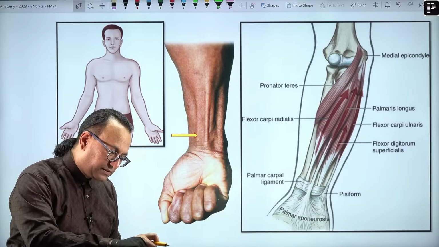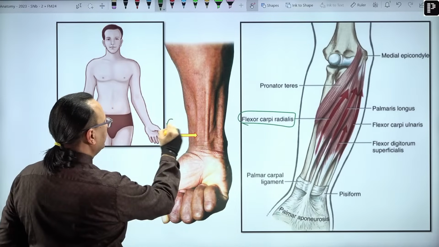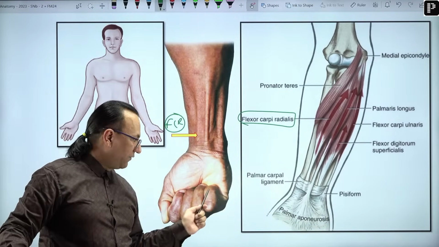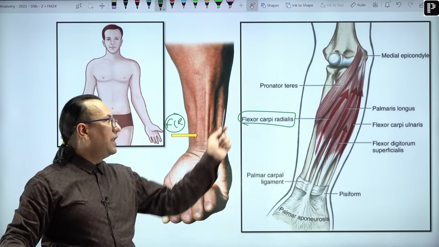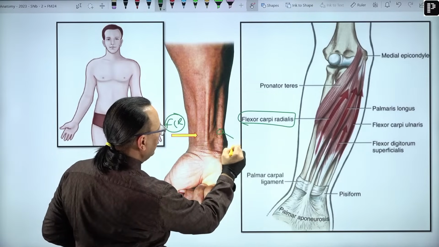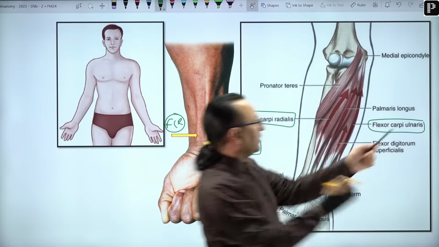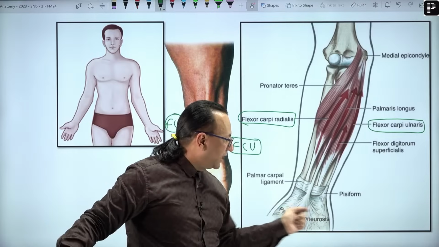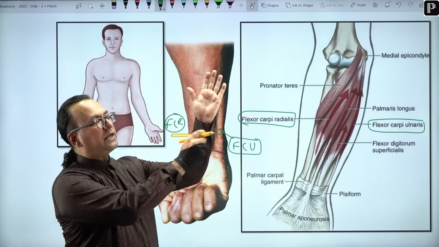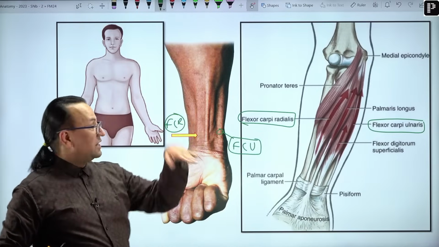Then where is flexor carpi ulnaris? It will be towards the ulna side, towards the little finger. So if you focus on this tendon, that will be flexor carpi ulnaris. Why should the name be carpi? Because they insert on the carpus and they pull the carpus. That is how the wrist flexes. So these are flexor muscles of the carpus.